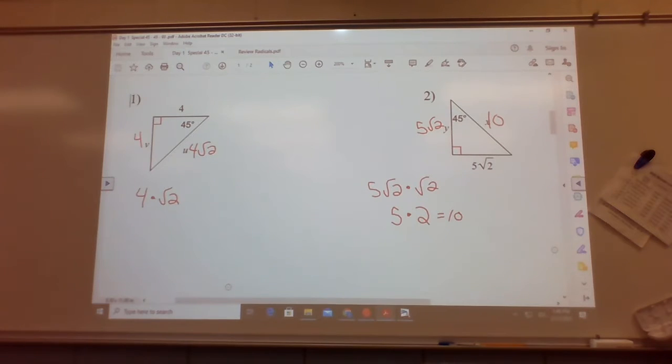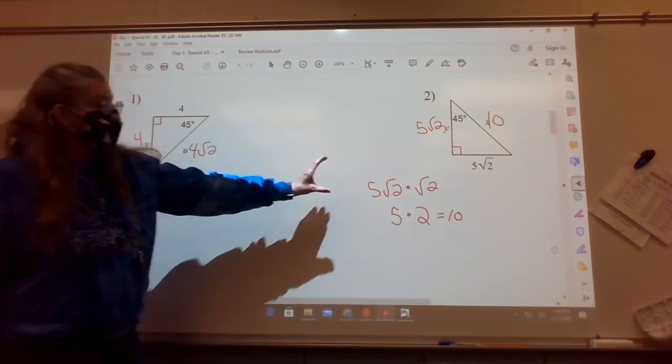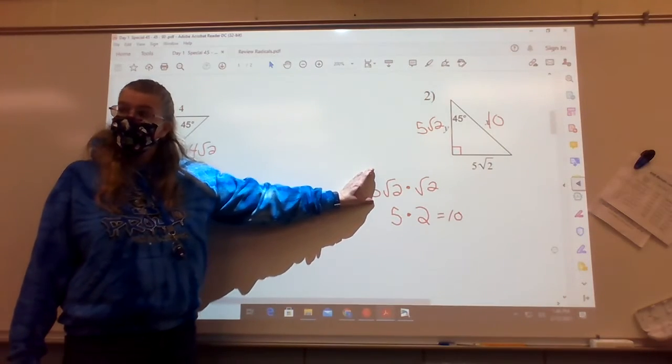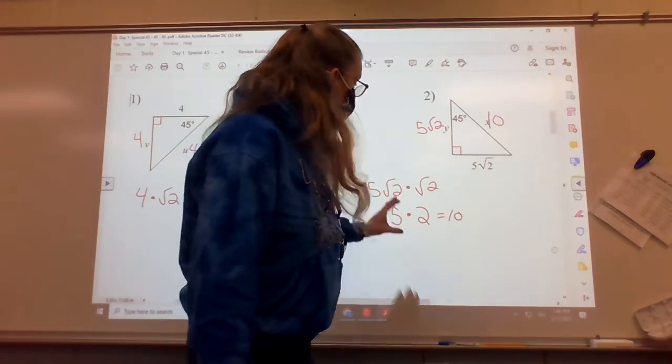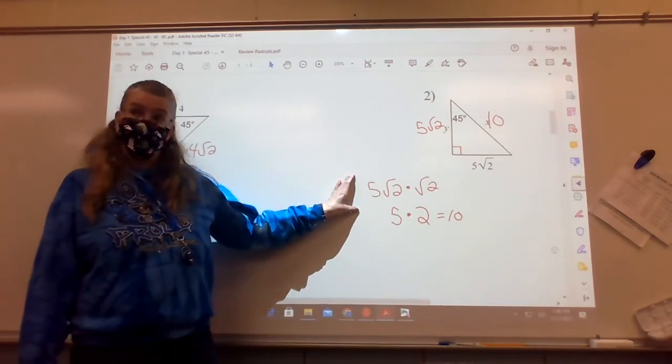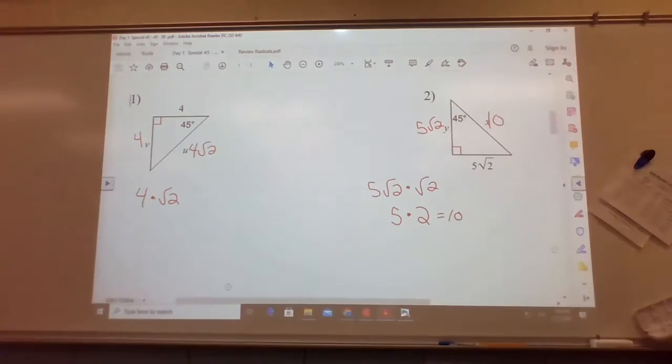Now, when it comes to a quiz, if you can at least give me this, I will give you something because you knew the pattern. But to get full credit, you'd have to get to the 10. But I will give you something if you knew you had to multiply by 2, or square root of 2. Does anybody need any more time for 1 and 2? Slide 9.